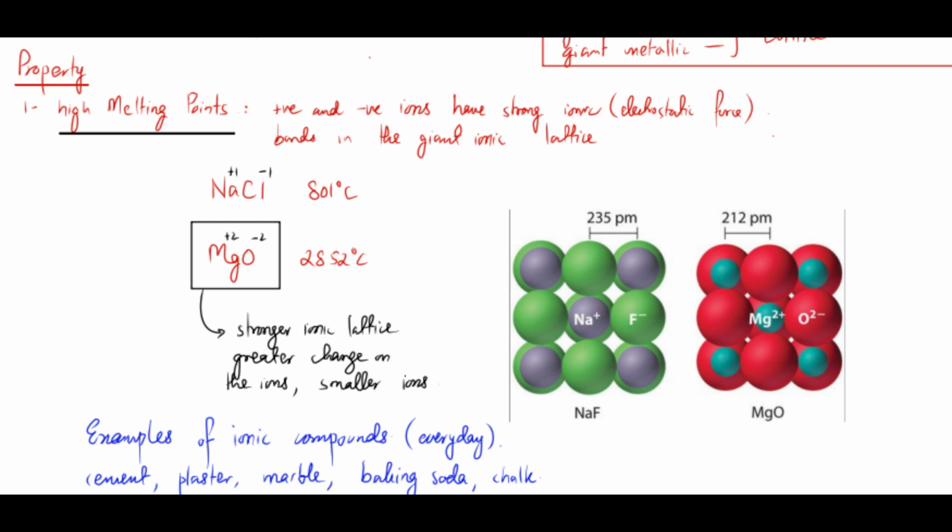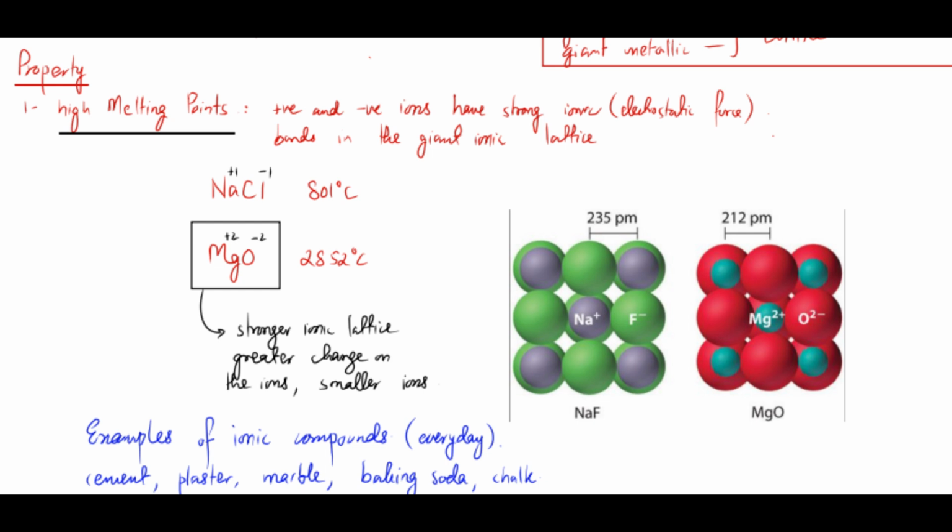As we have already discussed in the previous video, the strength of the ionic bond depends upon the charges on the ions and the size of the ions. If the ions are smaller in size, there is a stronger force of attraction holding them together, making their melting point very high.